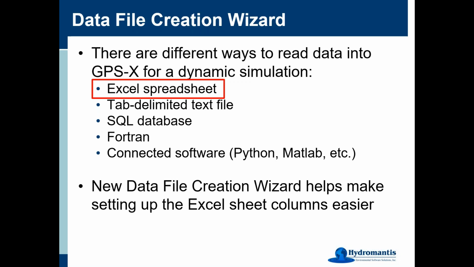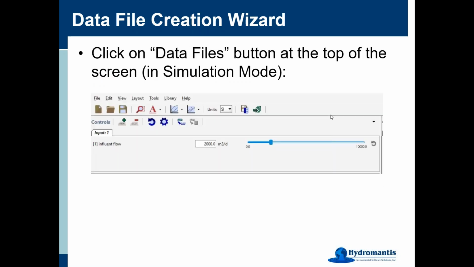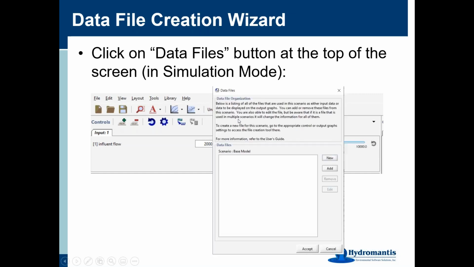So what we did was we created this file creation wizard. It's a way to nicely set things up so that you can have the spreadsheet formatted in the way that GPSX needs to see it, and you can just cut and paste your information in. This is a new button at the top of the GPSX window in simulation mode. You will see this new data files button here. If you click on that, it will open up the data files menu.